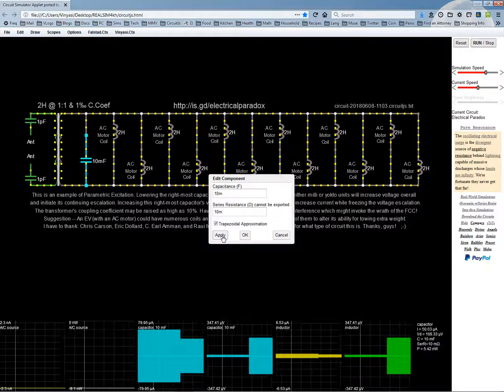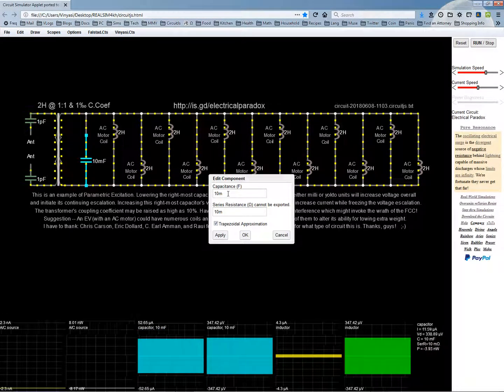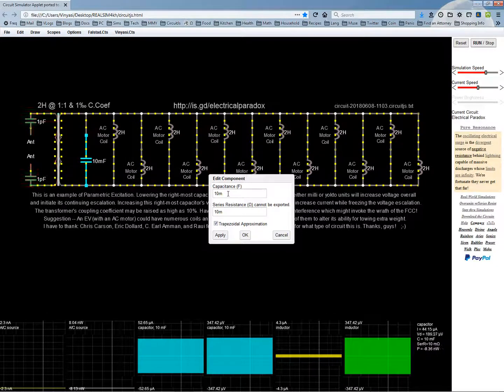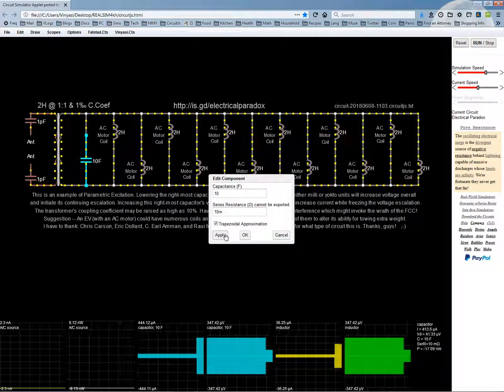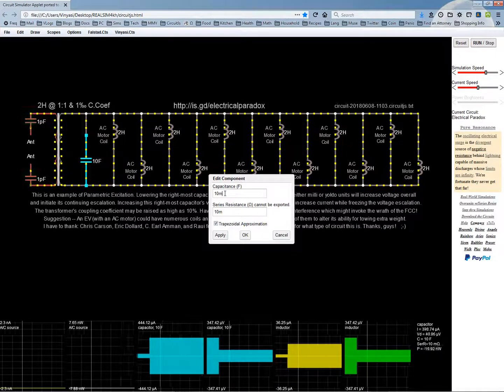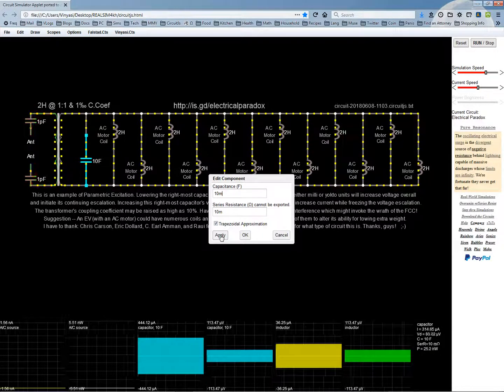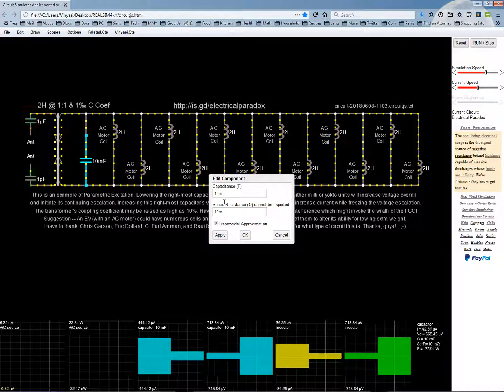So the amperage went up and the voltage went down. No, excuse me, the voltage went up and the amperage went down. I wasn't paying attention, sorry. So now the amperage goes up and the voltage goes down. Let's do that again. So the amperage should go down, yes, and the voltage goes up.